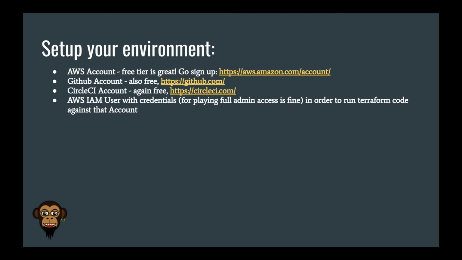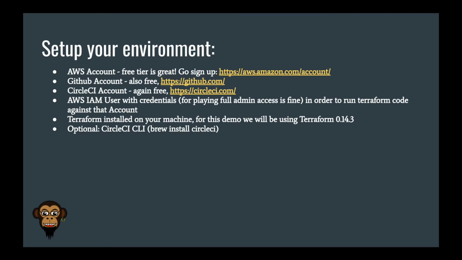Then we're going to need to create a AWS IAM user with credentials inside your account in order to run Terraform code against that account. For now, we're just going to do that locally from your laptop, so set up your account, get your keys set up through the AWS CLI. You're going to need to get Terraform installed on your machine. For this demo, we'll be using Terraform 14. Doesn't really matter in this case, but might as well be using the latest.